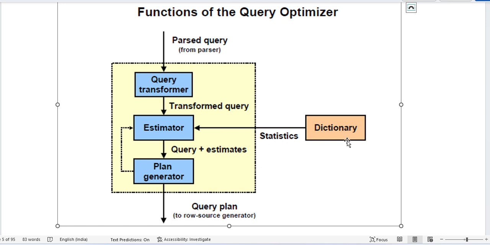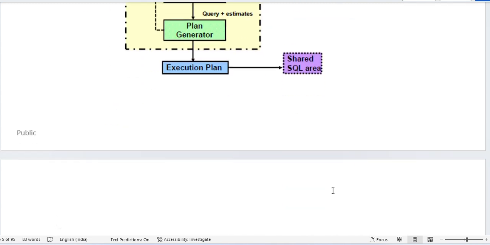A function of the query optimizer: different phases are there, like query transformation, estimator, and plan generator. By this we plan the execution plan.